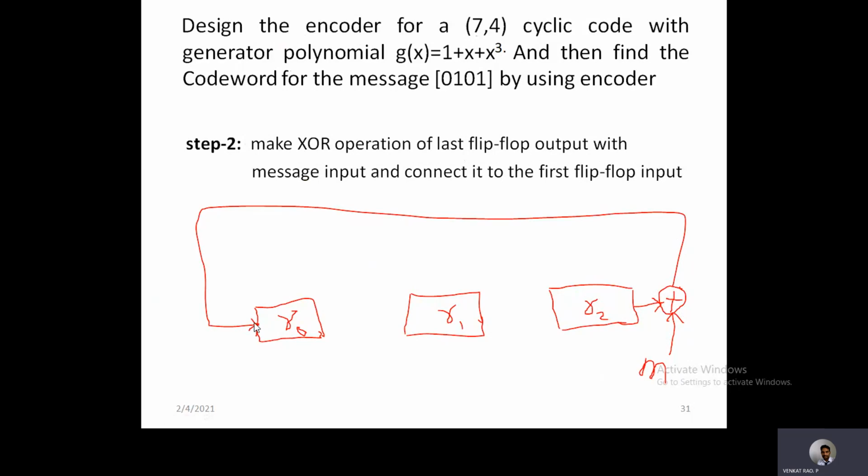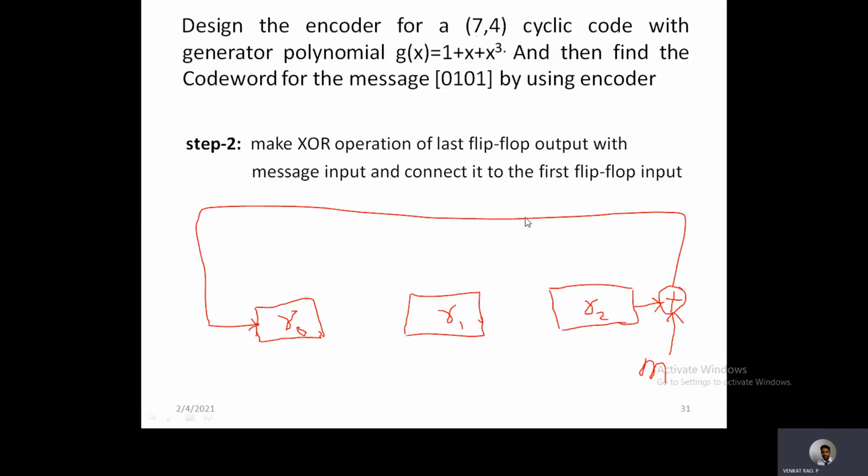Whatever may be the example given, do this all the time. For example, here there may be 5 flip-flops, so the last flip-flop must make an XOR and then connect to the first flip-flop. So this is the second step, right? Next, the third step will be connecting the feedback connections in between the flip-flops.